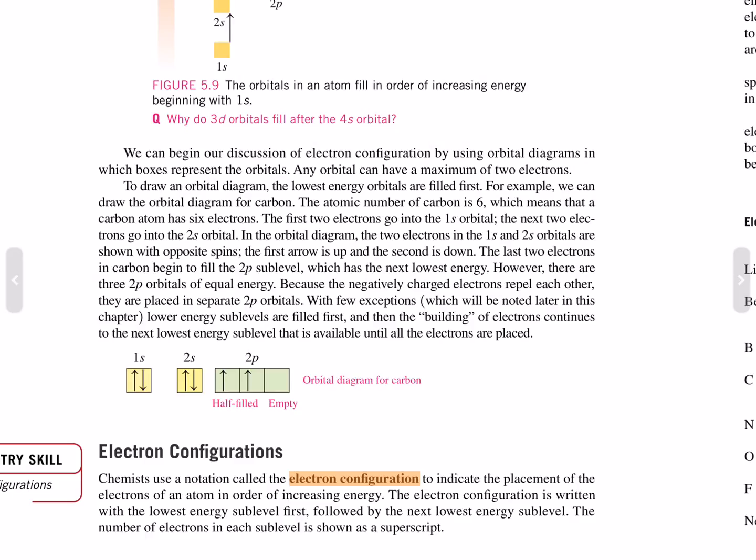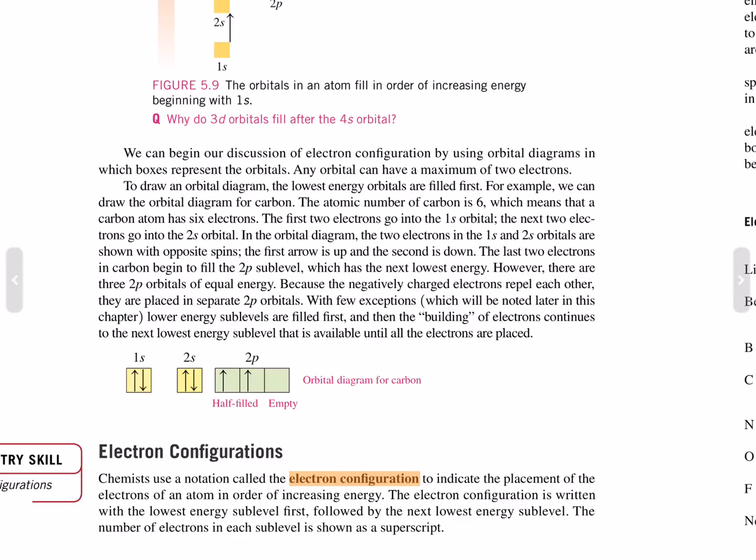The first 2 electrons go in the 1s orbital. The next 2 electrons go in the 2s orbital. In the orbital diagram, the 2 electrons in the 1s and 2s are shown with opposite spins. The first arrow is up and the second is down. The last 2 electrons in carbon begin to fill the 2p sublevel, which has the next lowest energy.